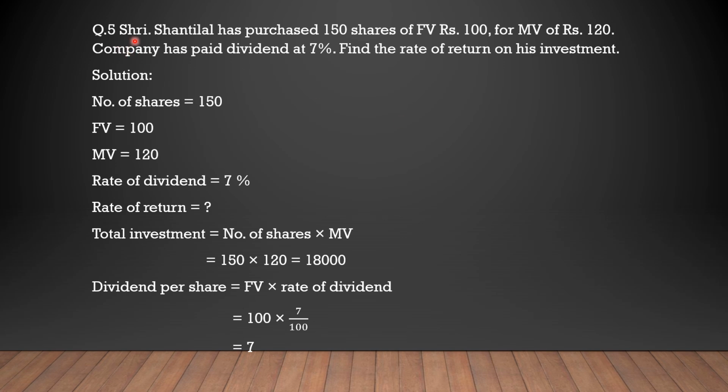Question number 5. Shri Shantilal has purchased 150 shares of FV rupees 100 for MV of rupees 120. The company has paid dividend at 7%. Find the rate of return on his investment.